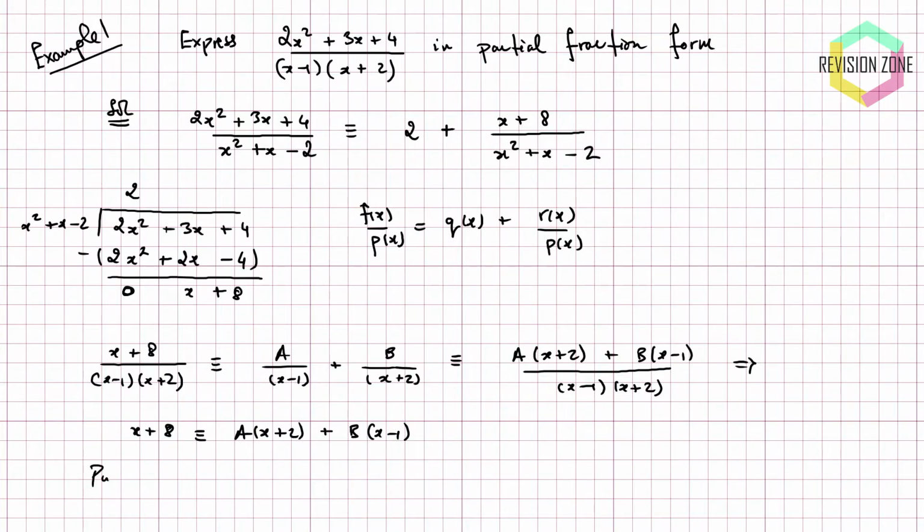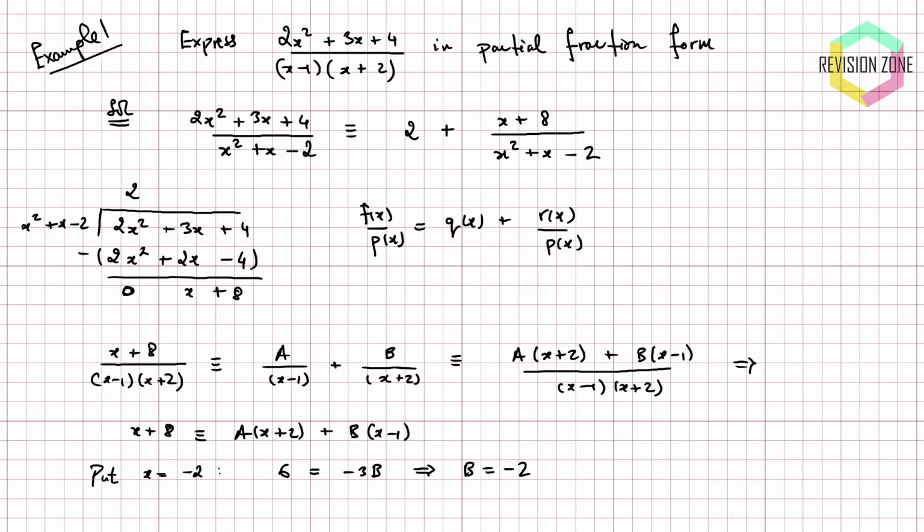Because this expression is true for all x, I can just pick some x to make this easy for me. So I can put x equals -2, and when I put -2 in, the left hand side becomes 6, and the right hand side, well, -2 + 2 goes to 0, so a times 0 just gives me 0, so a just goes away. And then when x is -2 in the second term, I get -3b. And that tells me that b is equal to -2 indeed.